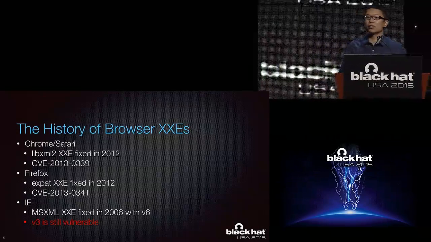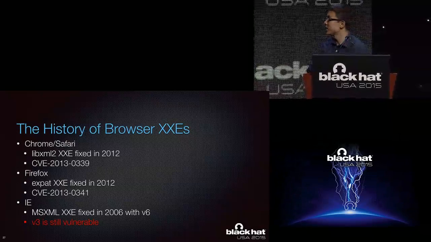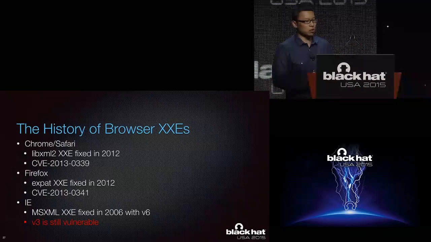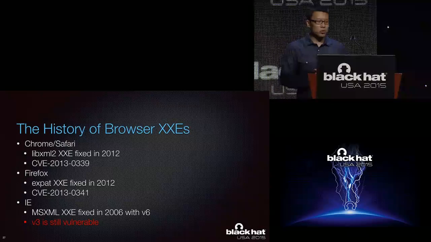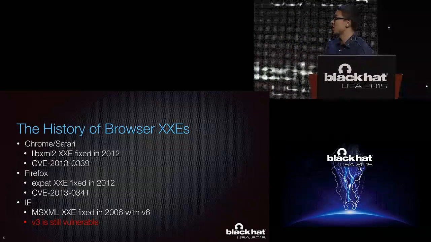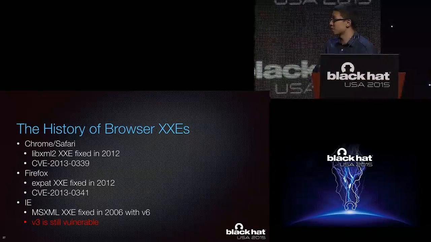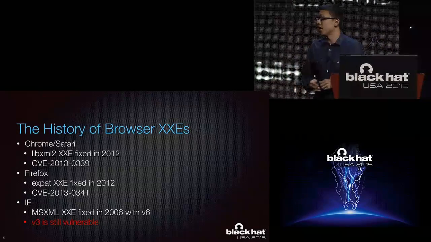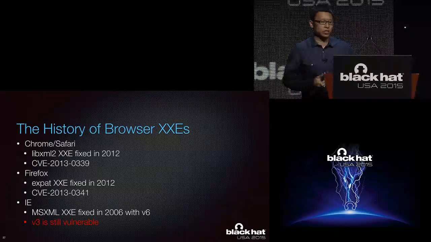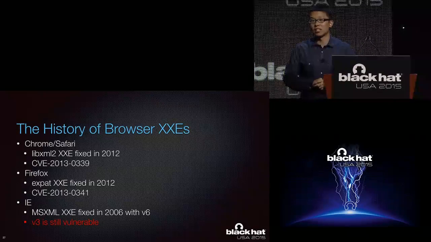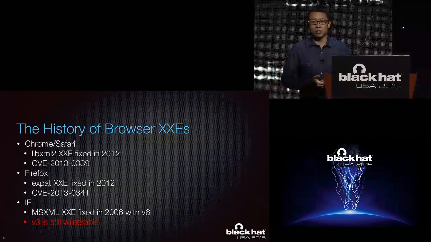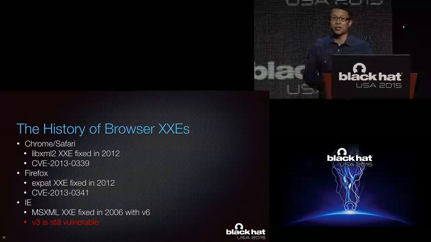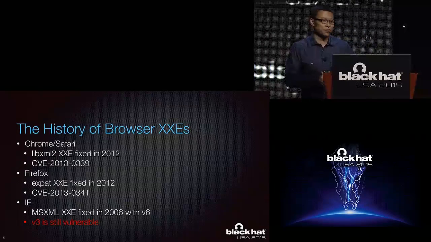So we didn't go directly into exploiting browsers. We looked into the history of browser-based XXEs. If you take a look at the screen, Chrome and Safari were vulnerable before 2012, because they were using the vulnerable version of libxml2, but that was fixed in 2012, and they were fine afterwards. Same thing for Firefox. It also used a different library, but also fixed in the same year. You can see the CVEs are pretty close, so they were reported at the same time.